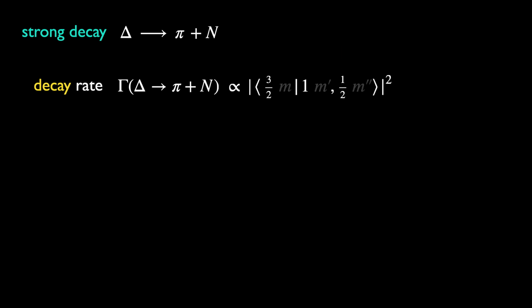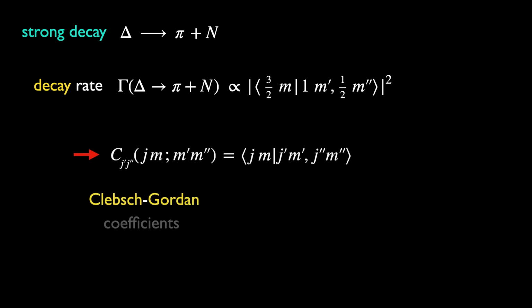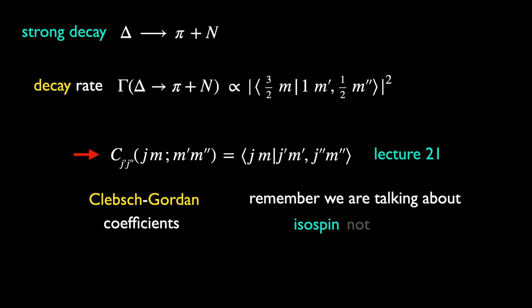The numbers m, m prime, and m double prime are the values for T3 of the states in their respective isospin multiplets. If this amplitude looks familiar, it's because it's one of those Clebsch-Gordan coefficients we have seen in lecture 21. Though back then we were talking about angular momentum states, now we are dealing with isospin.